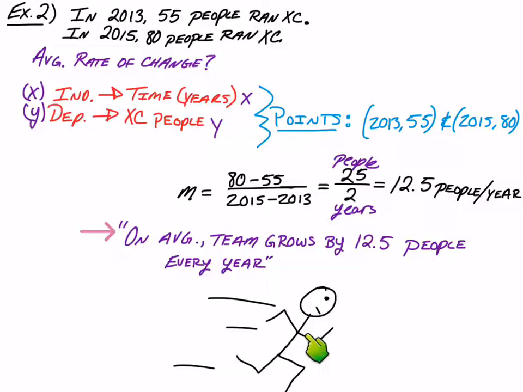What is important is, once you get this answer, can you determine what it means? It doesn't mean every year for sure it grows by 12.5 people. It could be different from year to year. This is actually an average. So the average rate of change in this case, on average, the team grows by 12.5 people every year.